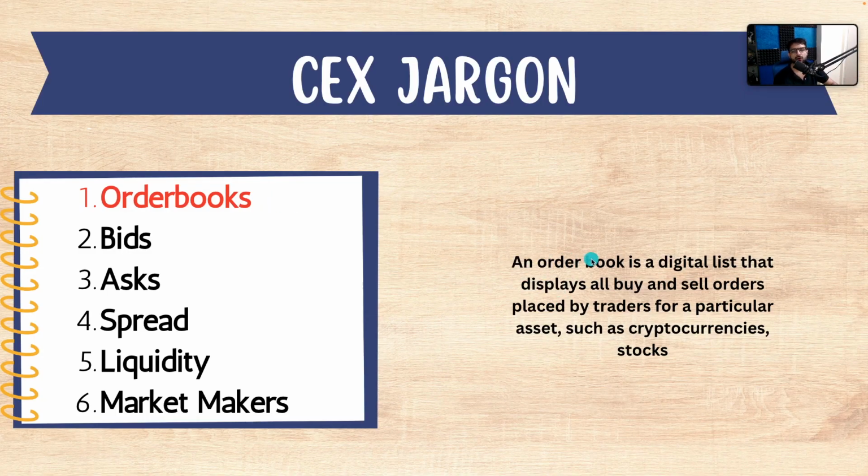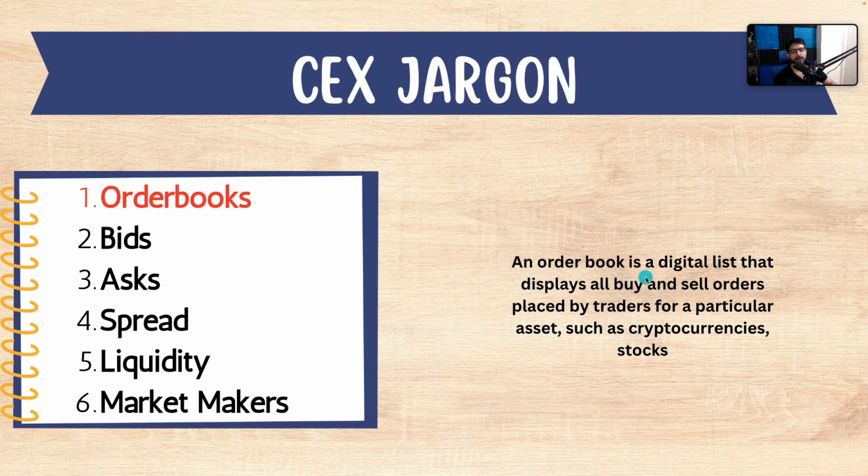An order book is a digital list that displays all the buy and sell orders placed by traders for a particular asset, such as cryptocurrencies or stocks. Order books exist on Zerodha as well. Order books exist on Binance as well. They exist on stock-based exchanges. They exist on centralized exchanges on crypto. Read this one more time, then we'll come back to this definition.